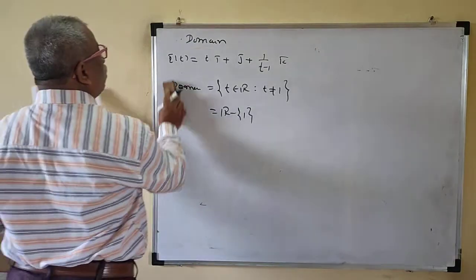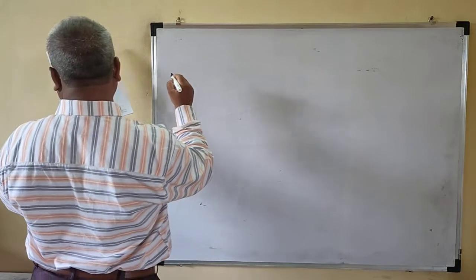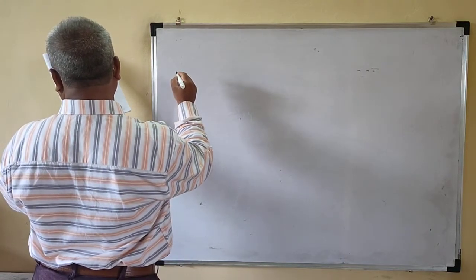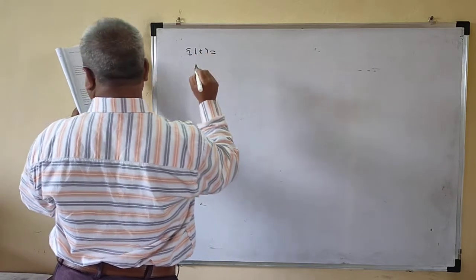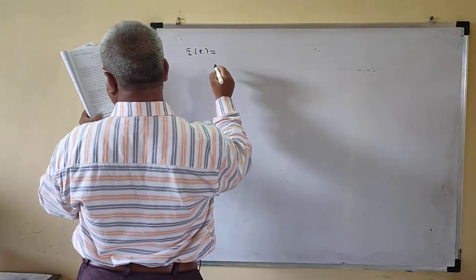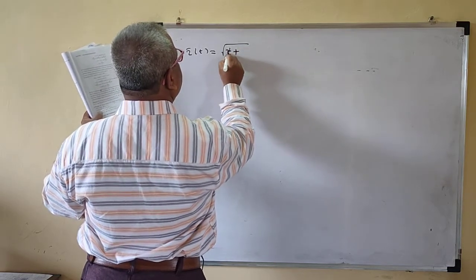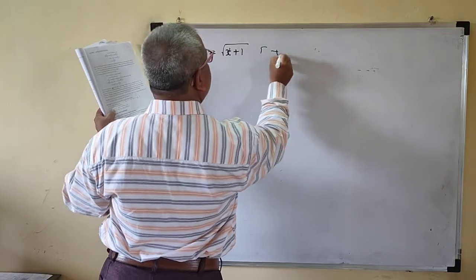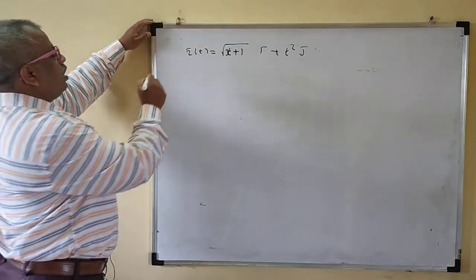Now suppose you have this function R bar of t is equal to root of (3t plus 1) i bar plus t square j bar. You have to find the domain of this one.